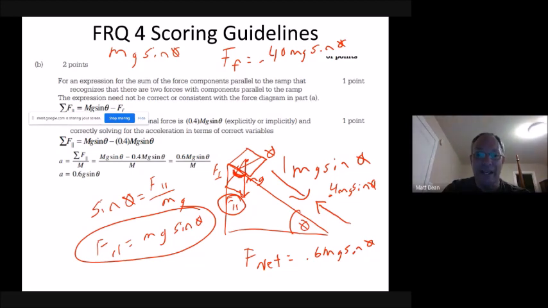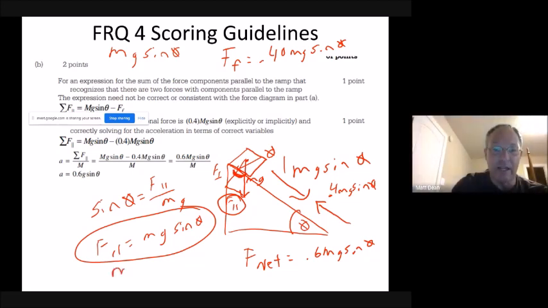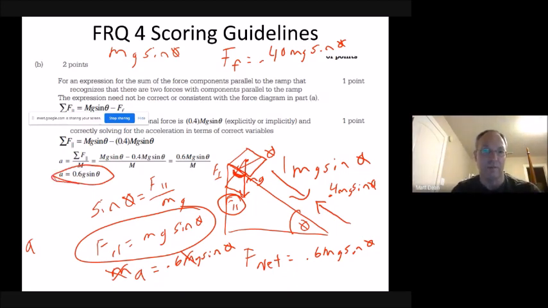Well, what we know is that net force is equal to mass times acceleration. So we could say ma equals 0.6 mg sine theta. Well, mass is on both sides of this equation. So this mass right here and this mass right here cancel out. So we end up with a equals 0.6 sine theta.